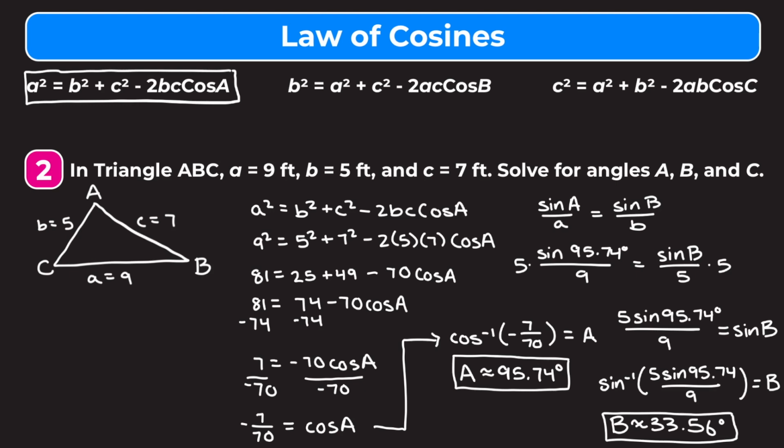And now all that's left to do is solve for angle C. So remember, the sum of the angles in any triangle is 180. So to find angle C, we can take 180 degrees and just subtract angles A and B. So we can subtract 95.74 degrees and subtract 33.56 degrees. And we're just going to go ahead and put that in our calculator. And we're going to get that C is about 50.7 degrees. So we found all 3 missing angles, so we are done solving our problem.